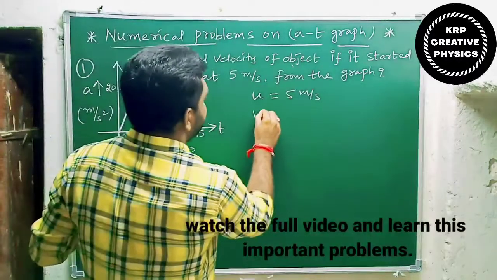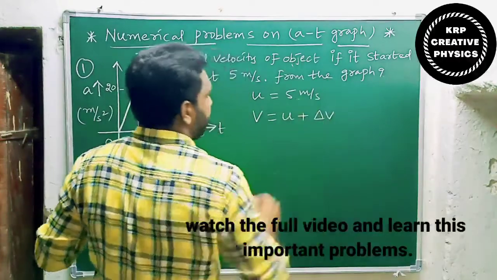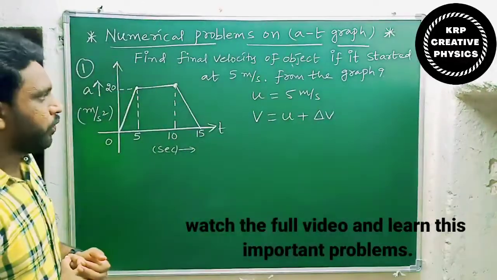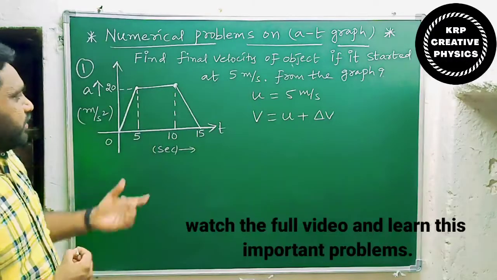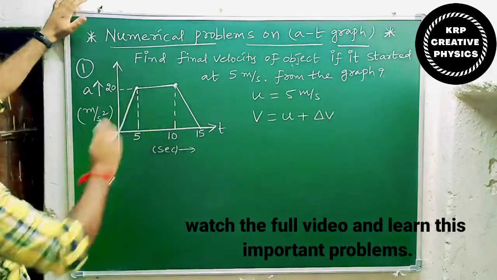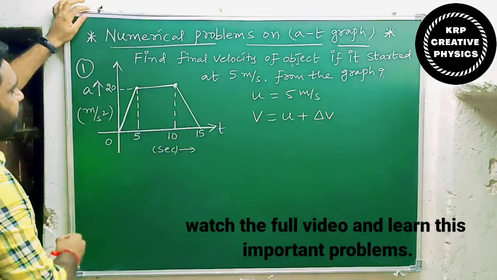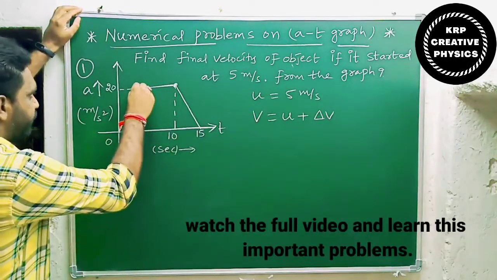Final velocity V equals initial velocity plus delta V. Delta V means change in velocity, and we have to find that change in velocity from the graph. So from this acceleration time graph we need to find the total area. That's why I am going to divide this into 3 parts. The first is in the form of a triangle.